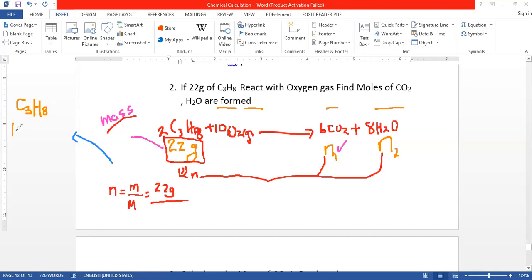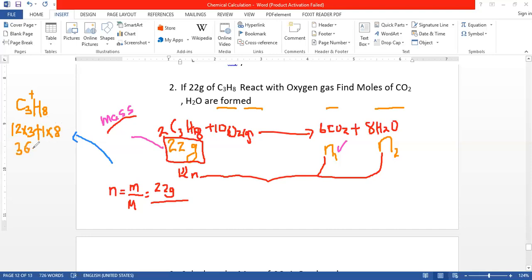Carbon should be 12. How many carbon here? 3 carbon. So you should multiply by 3. And between every atom, there is a plus. So plus here. And hydrogen is 1. You must know that. How many hydrogen here? 8. So 12 into 3, 36.